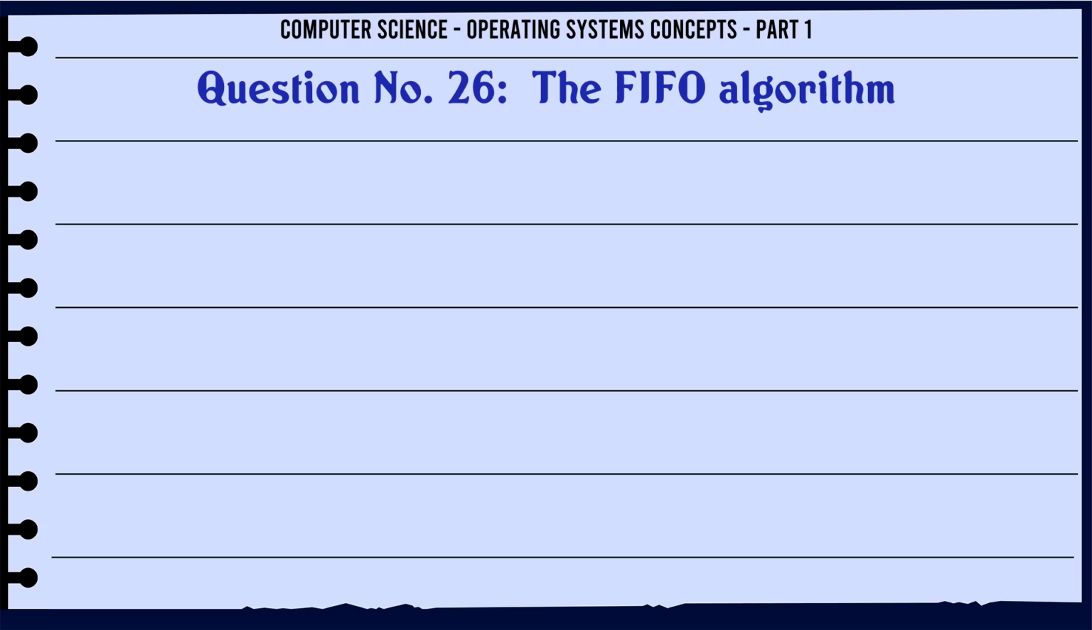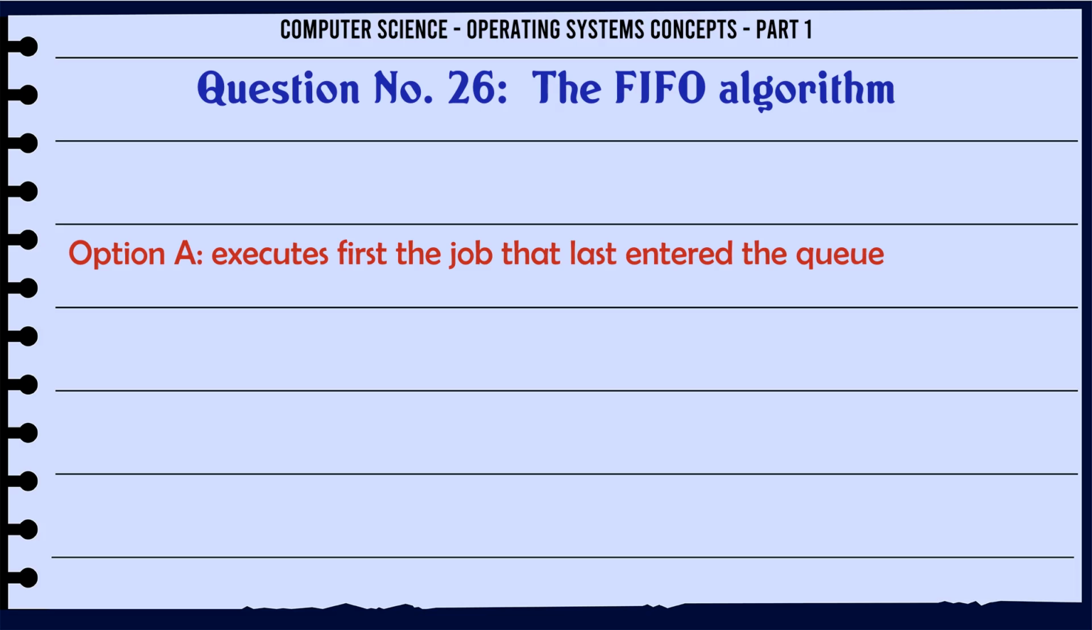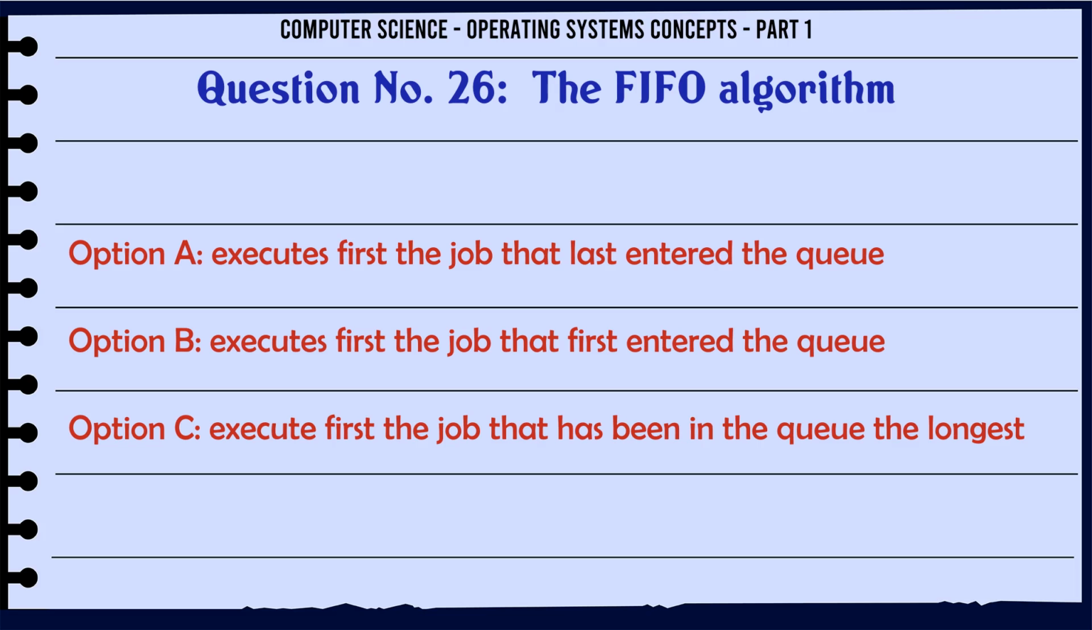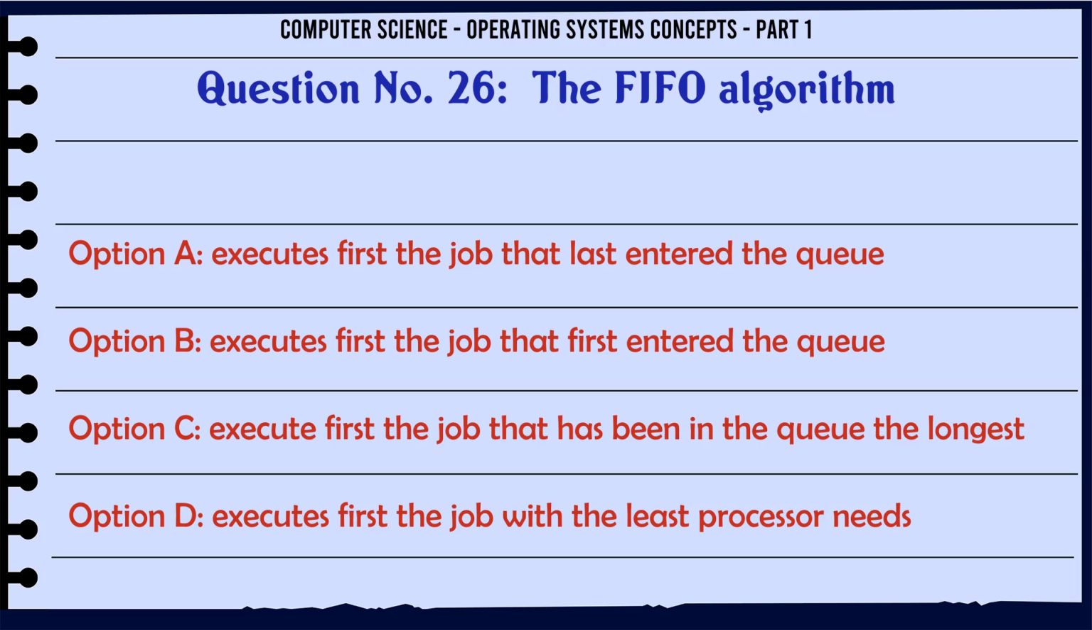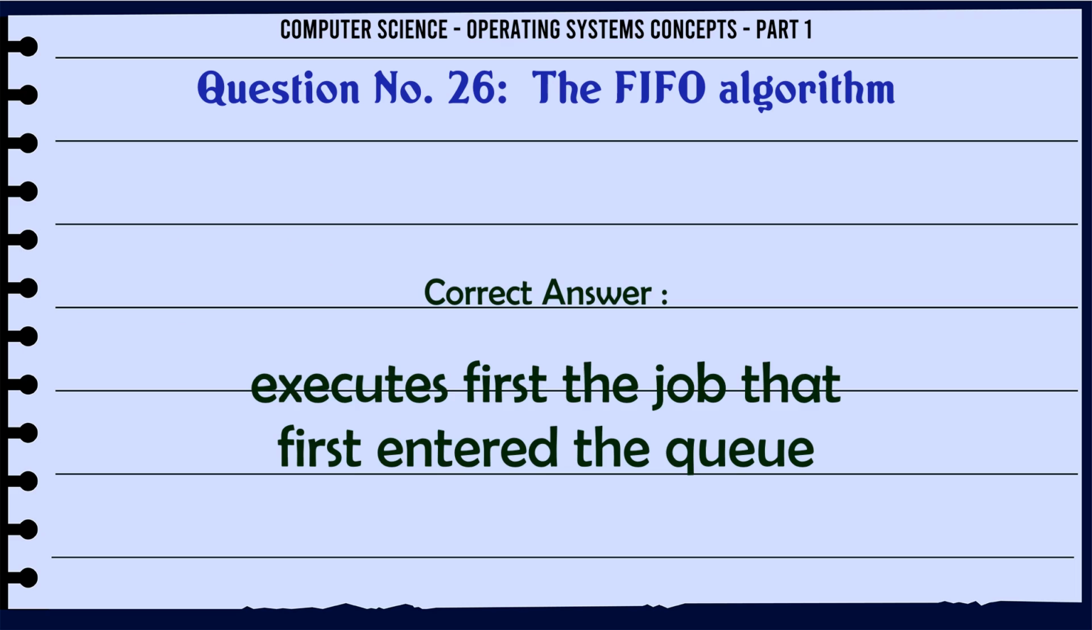The FIFO algorithm. A. Executes first the job that last entered the queue. B. Executes first the job that first entered the queue. C. Executes first the job that has been in the queue the longest. D. Executes first the job with the least processor needs. The correct answer is executes first the job that first entered the queue.